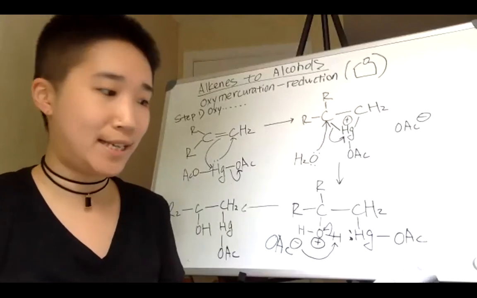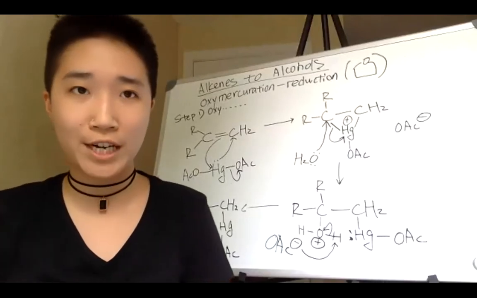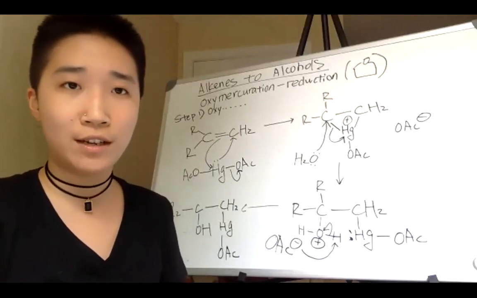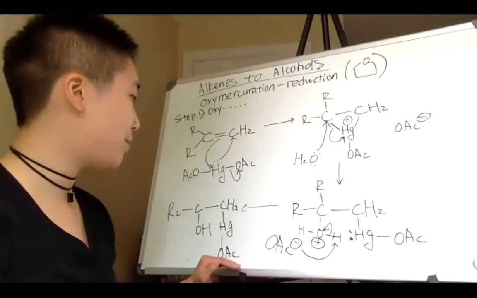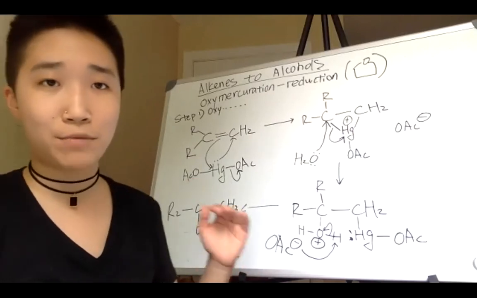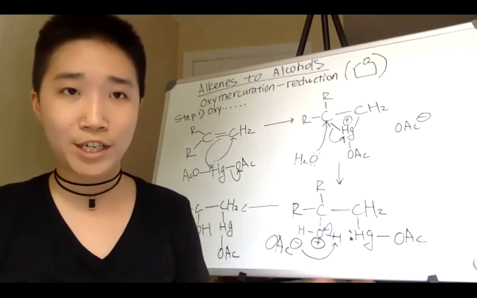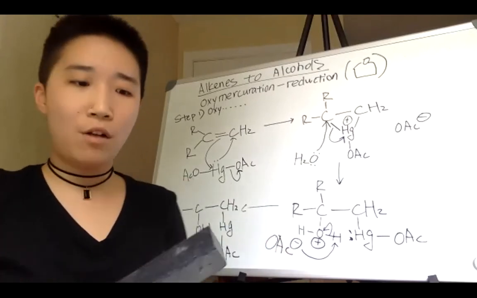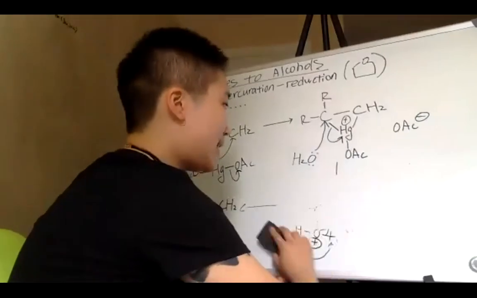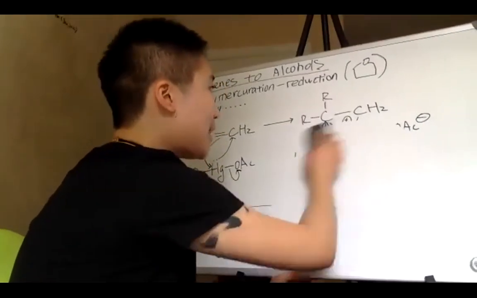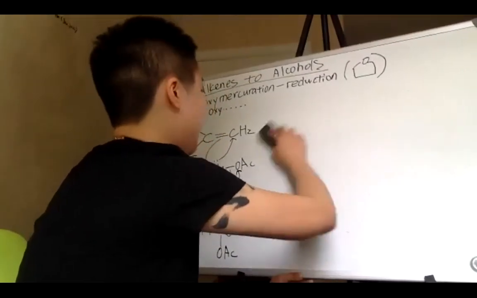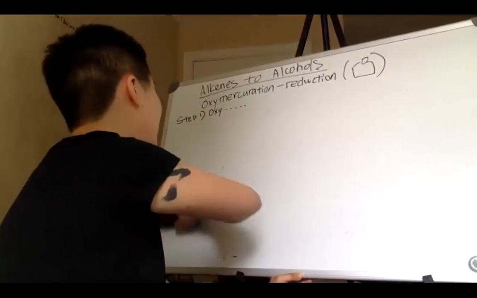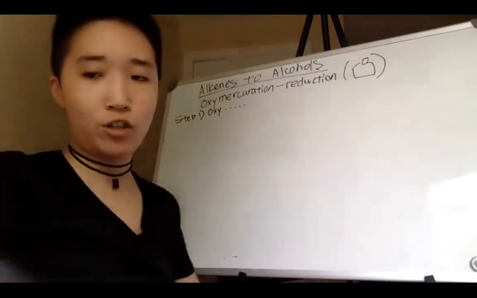Now we're done with step one, which is oxymercuration. Let's not forget that there's a second step, which is reduction. Because we have this mercury hanging out here, and the second step is reduction, it must be that the reduction takes care of the mercury and turns it into an H. So let's work on the second step. You don't have to know the mechanism for the second step. I'm just going to draw it out for you. All you need to know is that it changes the mercury to an H.